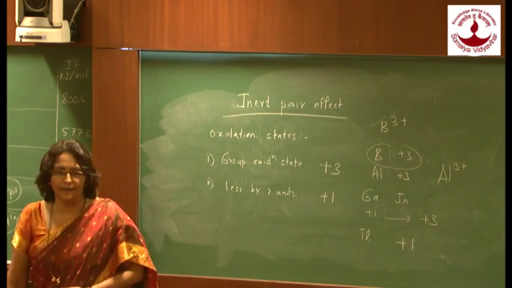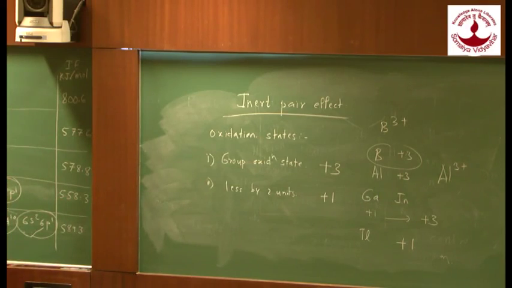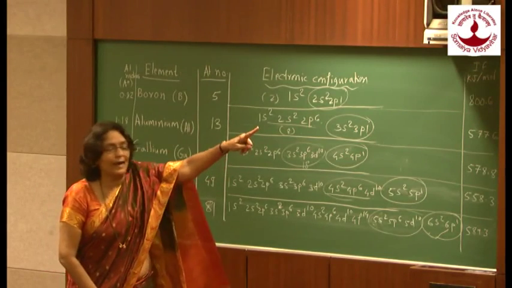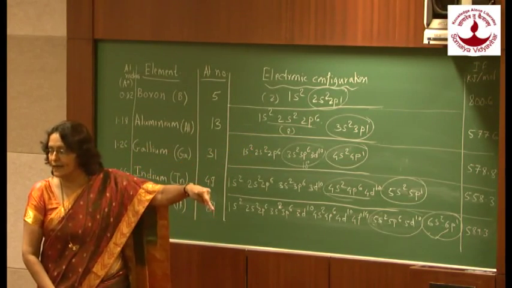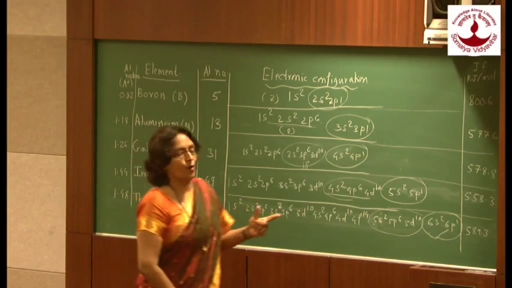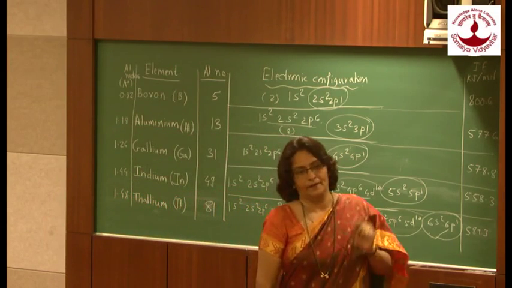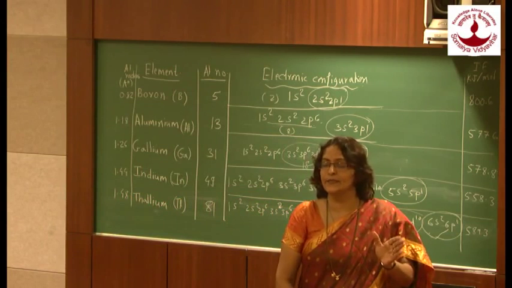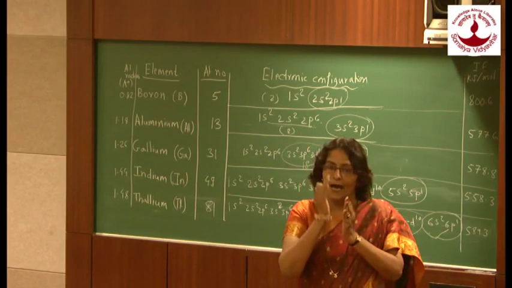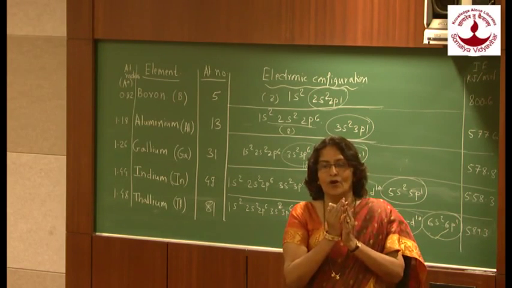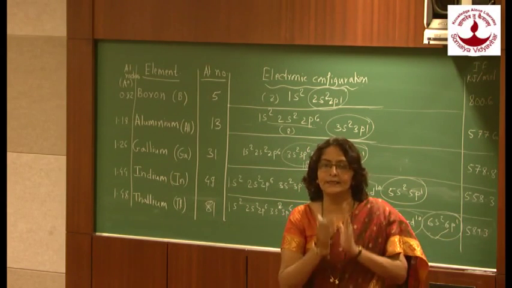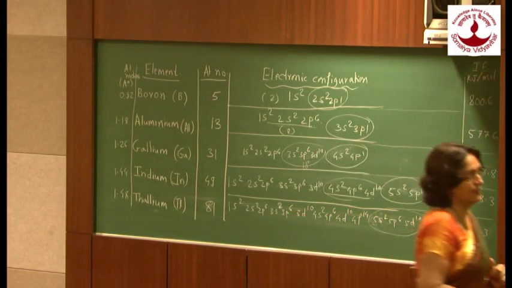So what does that indicate? That means in group 13 elements, as you go down the group, the stability of higher oxidation state decreases and that of lower oxidation state increases. And this is because of what is called the inert pair effect. And this effect is exhibited by all the p block elements. That means in all the p block elements, as you go down the group, the stability of higher oxidation state decreases and that of lower oxidation state increases. Now why is this happening?